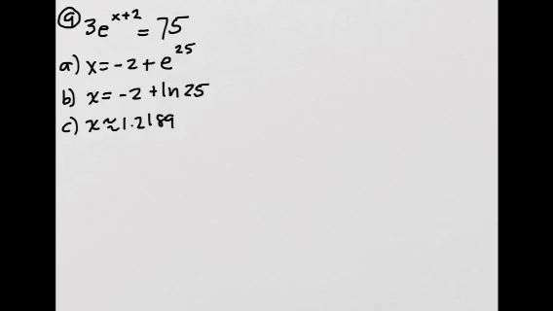Alright, for number 9, you have to pick the answers that are true. So first thing we're going to do is divide both sides by 3 to isolate the e to the x plus 2. So divide both sides by 3, so that leaves you with e to the x plus 2 equals 25, since 75 divided by 3 is 25.